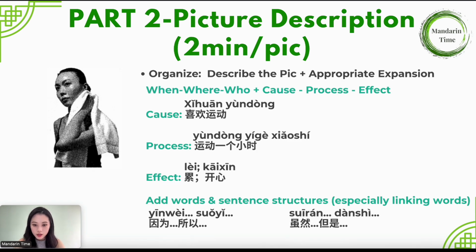For the cause, we can put what we just mentioned above. She likes sports. 她喜欢运动. And the process, I would say, she works out for an hour. 她运动了1个小时. You can change the number if you like. And for the effect or result, she is tired but happy. 累，但是开心. For the linking words, I can say why she sweats with 因为所以 and she's tired but happy with 虽然但是.